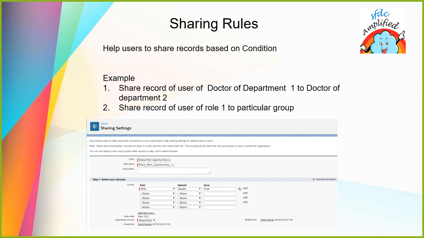You can see here it helps users share records based on a particular condition. The first example is to share records of a user of doctor of department 1 to doctor of department 2. For that we will be using the sharing rule. The second example is to share records of users of role 1 to a particular group. We just saw the group, right? So that's how the sharing rule works. Let's see.